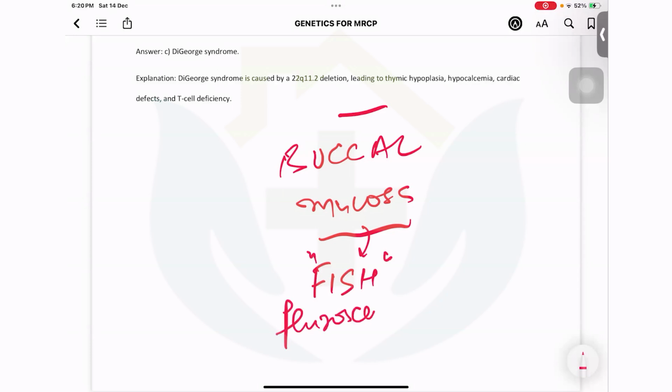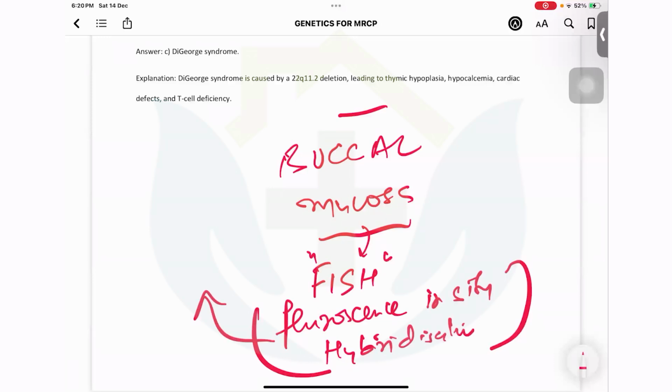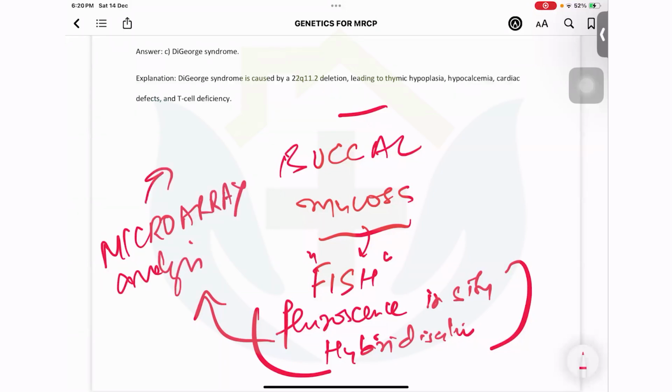FISH is fluorescence in situ hybridization. What will it tell you? What does the patient have? It will tell you that there is a problem with the 22nd chromosome long arm. You want to go further inwards, you perform a test that we learned in the last lesson, microarray analysis. So what does it show? It shows that there is a deletion of 22q11 second segment.